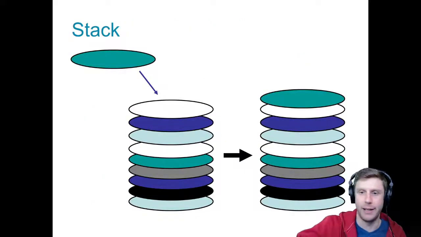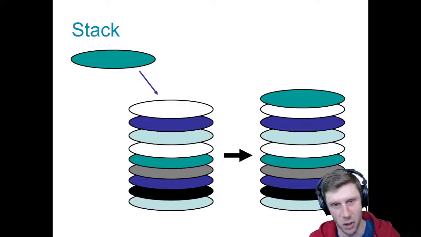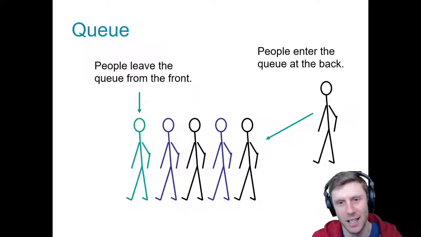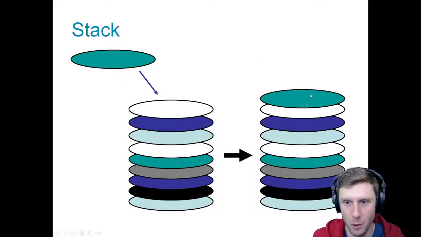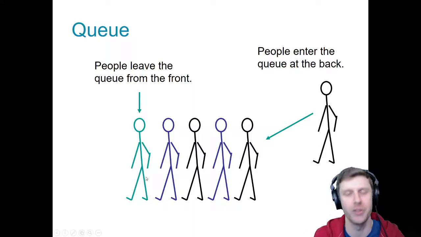So here's a stack. I guess these are my stacks of plates. I add that turquoise-ish plate. And then if I wanted to remove it, well, this one would be the one that comes off. And then queue, well, people enter at the end and leave from the front, assuming you're following the rules of a queue.